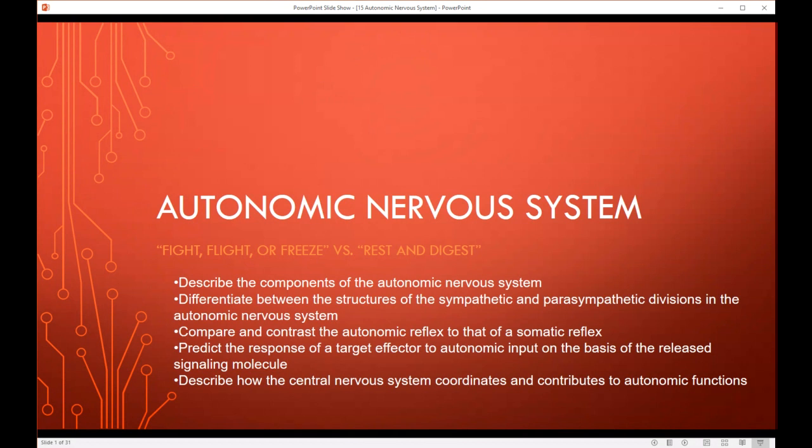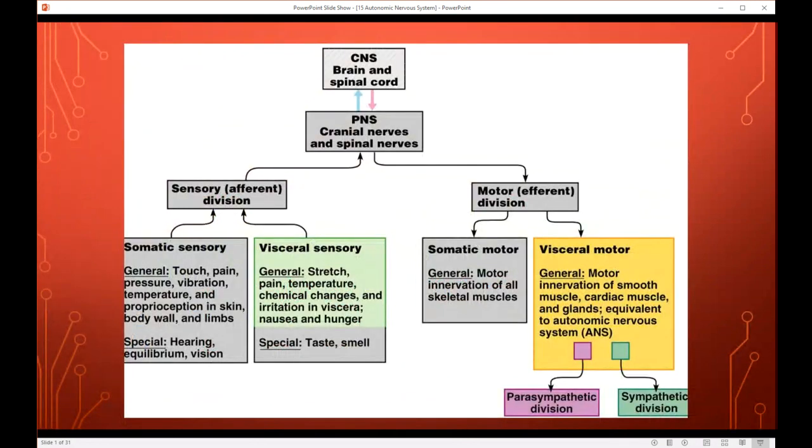The somatic reflexes are the ones that we talked about in chapter 14. We're going to predict the response of a target effector to those autonomic inputs on the basis of the released signaling molecule. And then we're going to describe how the central nervous system coordinates and contributes to the autonomic. So hopefully you recognize this general idea, right?